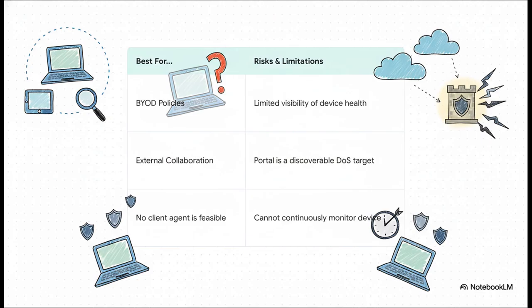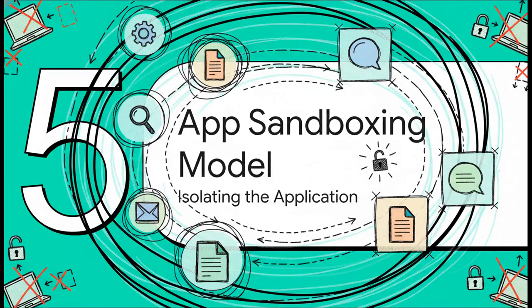The huge advantage here? Flexibility. This is your go-to model for BYOD policies or when you're working with outside contractors. But you knew there was a but, right? The trade-off is visibility. Since there's no agent on the device, you have way less information about how secure that device actually is. Okay, for our last model, we're going to flip the script a little.